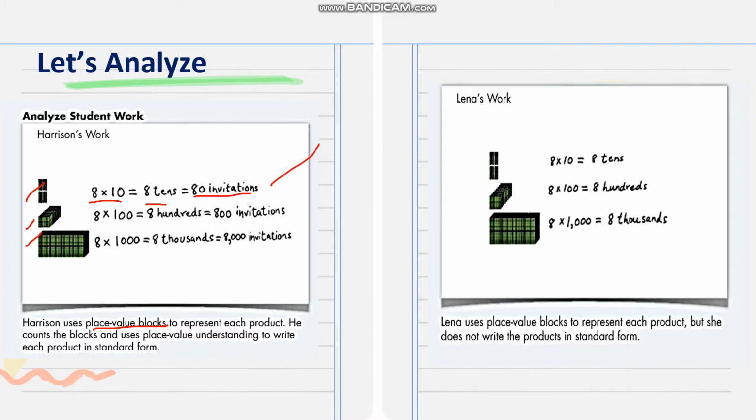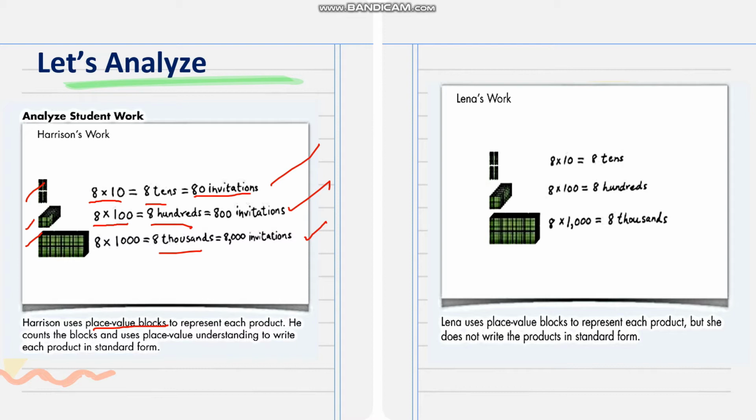Then the other one is there are 8 groups of hundreds. So 8 multiplied by 100 means 8 hundreds, or there are 800 invitations. And there are 8 groups of thousands. So 8 multiplied by 1000 is equivalent to 8 thousands. And that is 8,000 invitations.